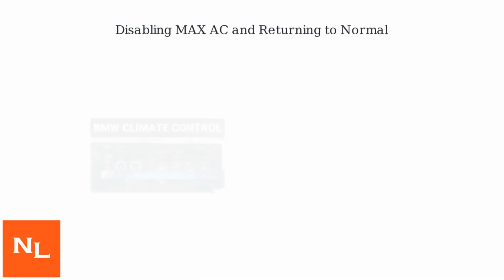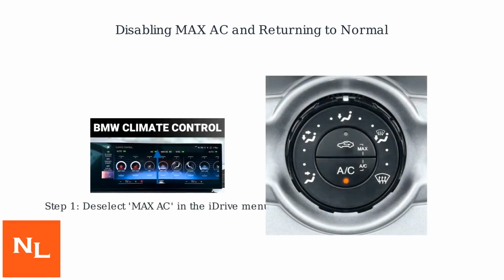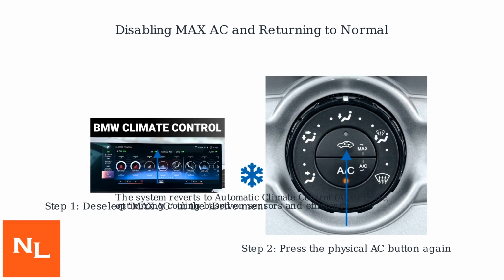To disable Max AC, reverse the activation process. Deselect Max AC in the iDrive menu by tapping the option again, or press the physical AC button once more. The system will immediately return to the standard automatic climate control mode, which uses sensors to optimize cooling efficiency and comfort based on environmental conditions.